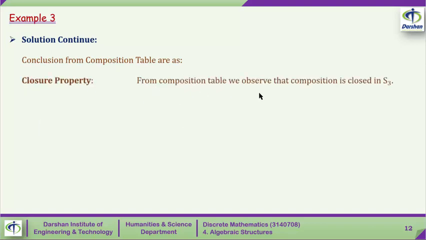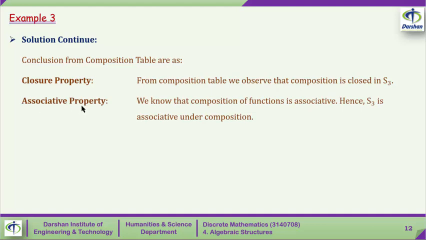From the composition table we observe that composition is closed in S3. Now the associative property. We know that the composition of functions is associative, and S3 is associative under composition. Now the identity element. We get I, where 1 goes to 1, 2 goes to 2, 3 goes to 3, which belongs to S3, is the identity element.